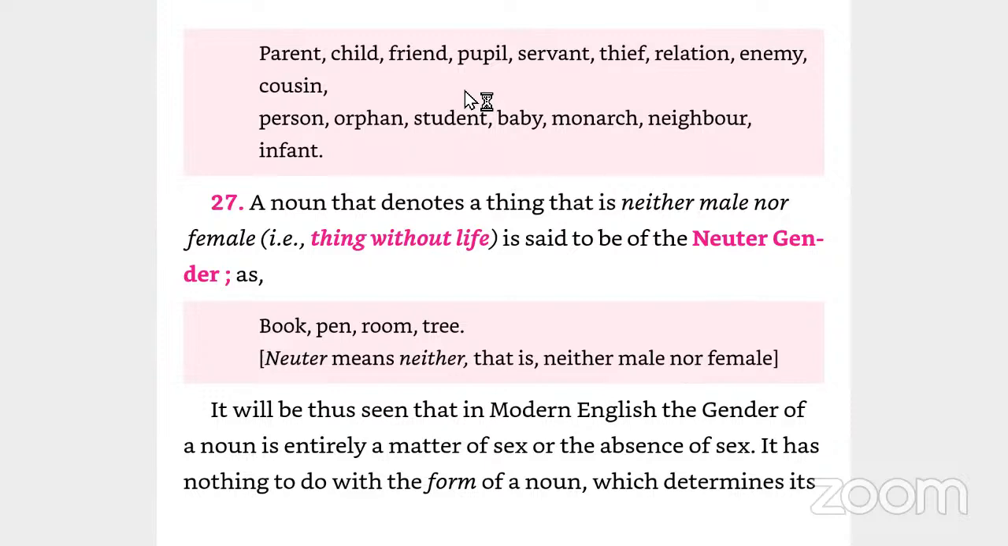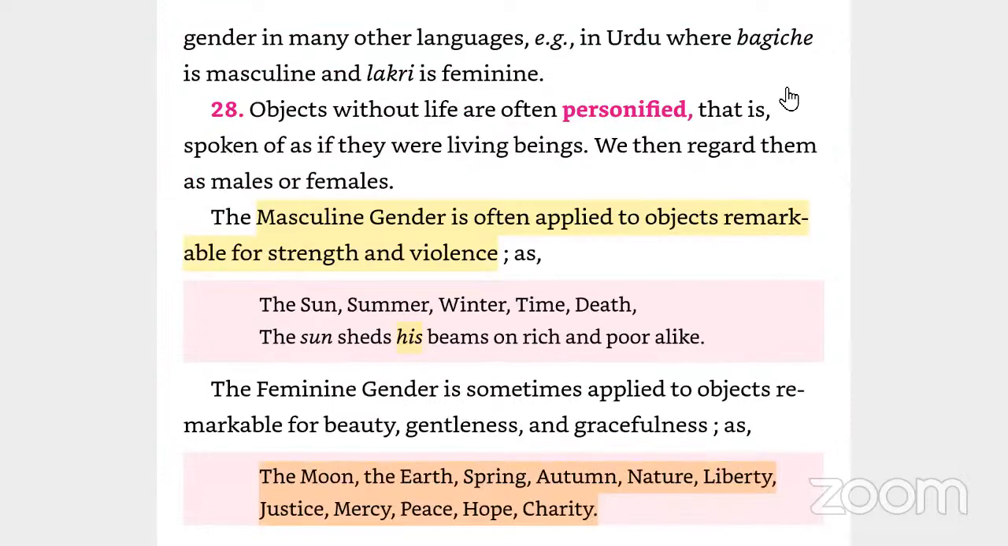Got it? We use masculine or feminine gender regarding the things, animals, mostly, right? However, you will learn that sometimes we use it otherwise. Let us, after some time, we will get to know. In Hindi and other languages, we have such type of use. Example, in Urdu, bagicha is masculine. Lakdi is feminine. I hope you understand.